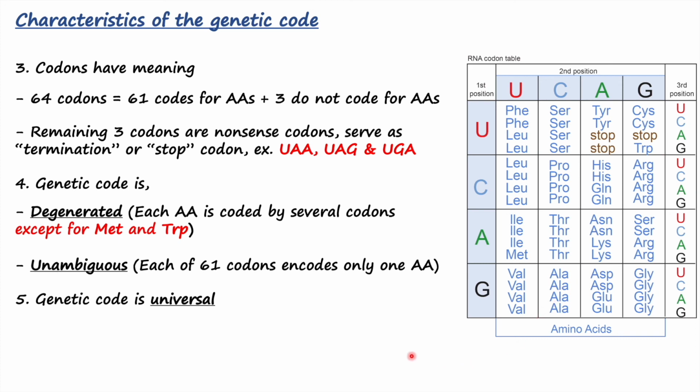And lastly, I just want to mention that any alteration in this nucleotide sequence in mRNA may result in an incorrect amino acid being inserted into the polypeptide chain, and that could potentially cause disease or even death of an organism, and that could be lethal. That is called mutation. It's a big topic, so I'm definitely going to cover that in a separate video.